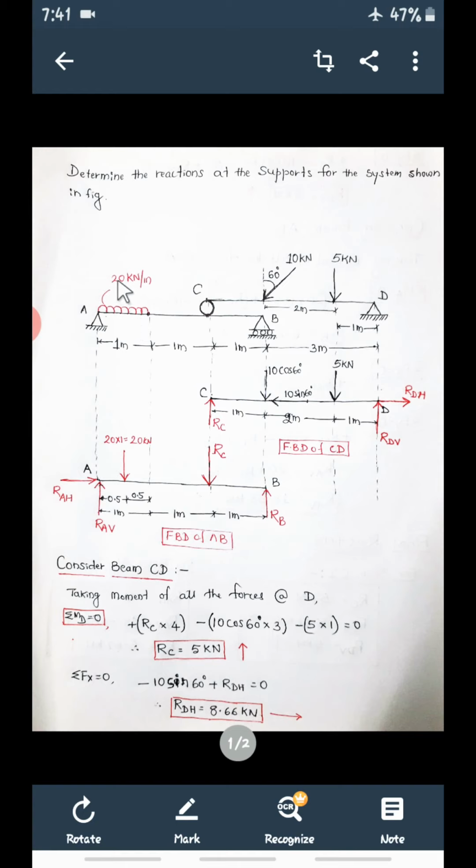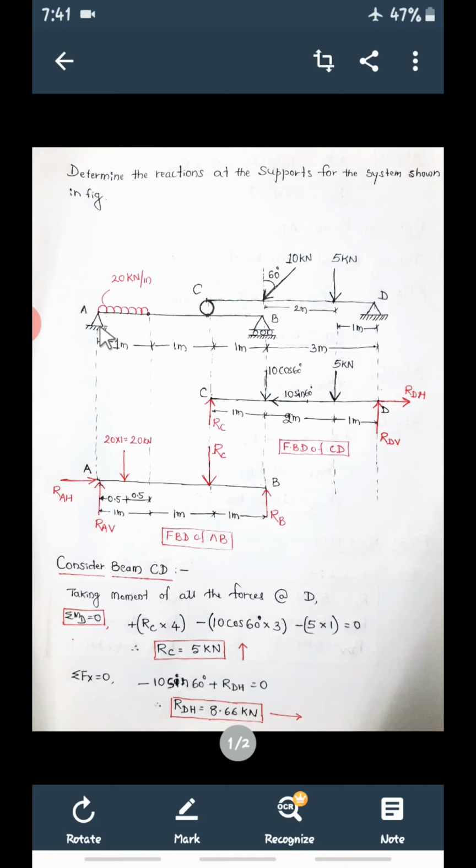So what is the point load now? See, intensity is 20. It is acting over a length of 1 meter. So 20 into 1, 20 kilonewton is the point load. Where is this point load acting now? Half of this 1 meter, half of this 1 meter means 0.5 and this is 0.5. So this is the conversion of UDL into point load.